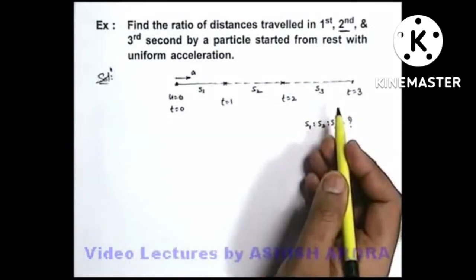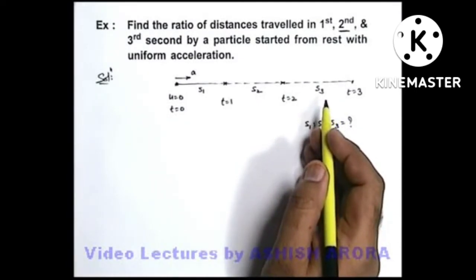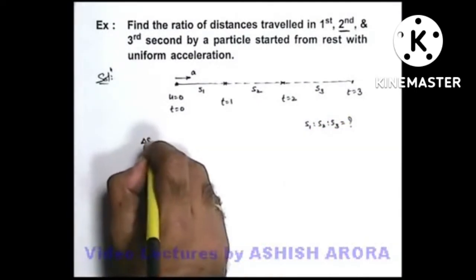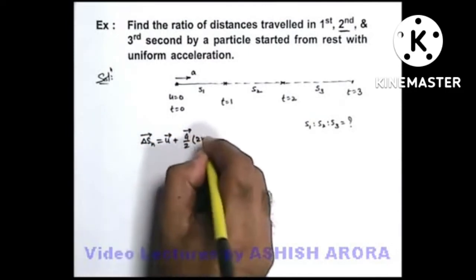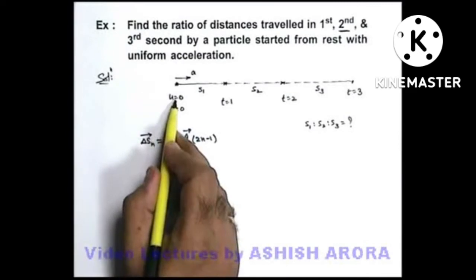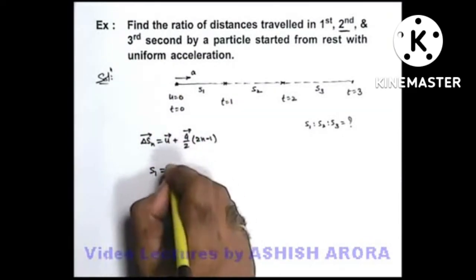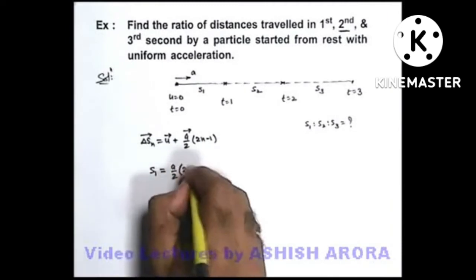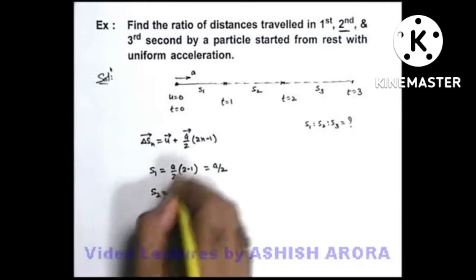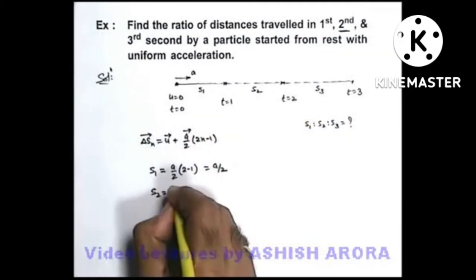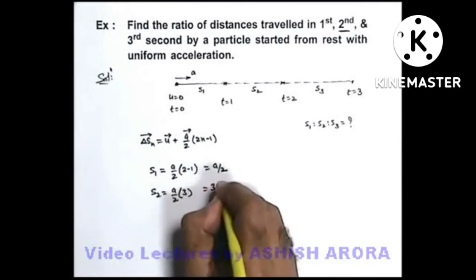I suppose all of you can recall the direct expression for finding the displacement covered by the particle in the nth second. The displacement covered in the nth second can be written as u plus a by 2 into 2n minus 1. Here our initial velocity is 0, so we can directly calculate the distance traveled in the first second of motion as a by 2 into 2 minus 1. So its value is a by 2 only. If we find this s2, that is in the second second of motion, again u is 0, we take a by 2 into 2 into 2, 4 minus 1, which is 3. So it is 3a by 2.